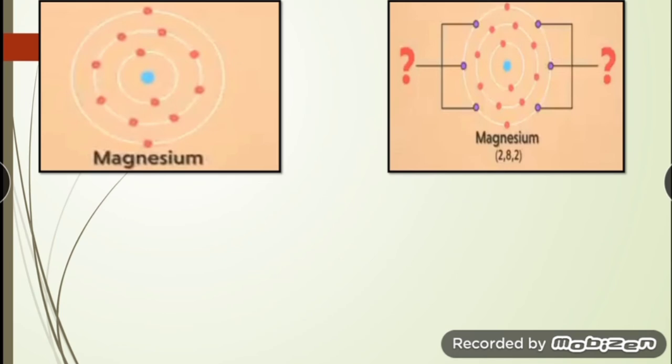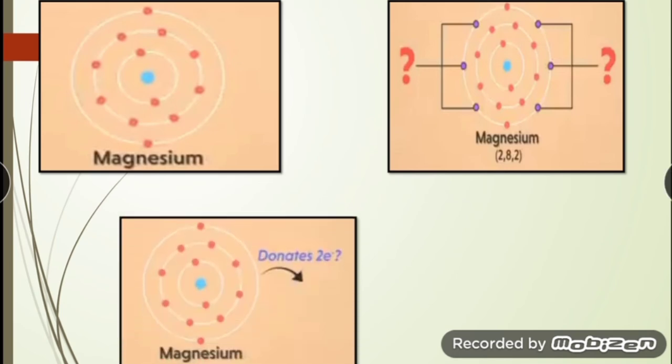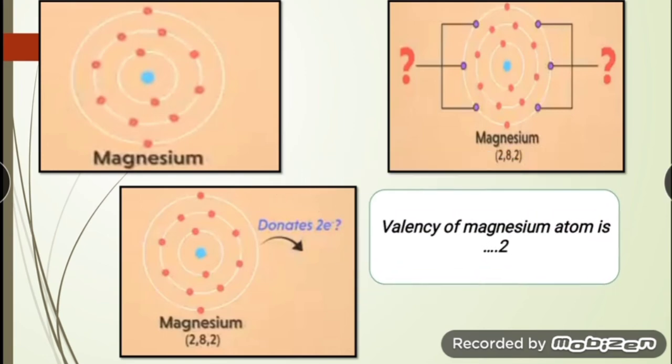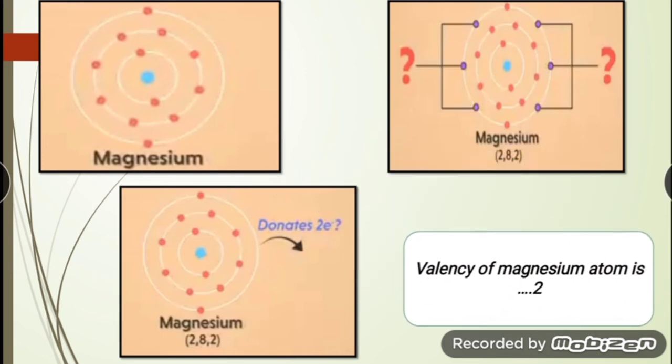Then what will happen? What will magnesium do? Magnesium will complete its octet state by donating 2 electrons. Because taking 6 electrons is difficult, but donating 2 electrons is simple for the magnesium atom. So here we can say that the valency of the magnesium atom is 2.